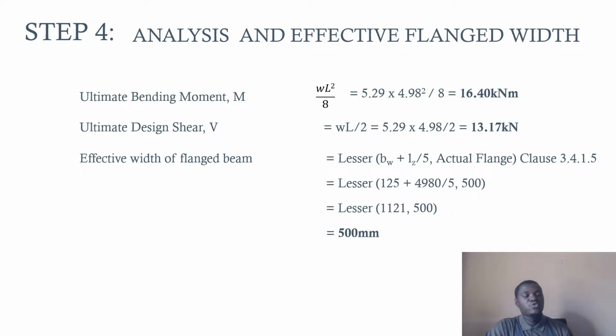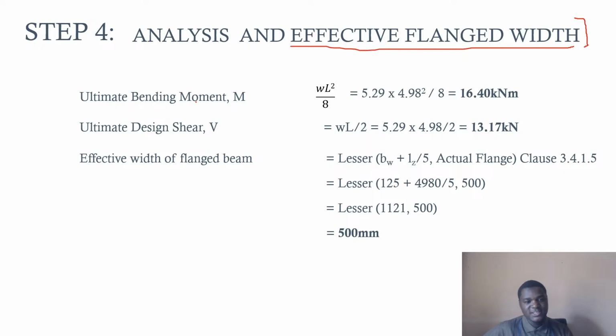Now that we've been able to calculate the effective span, the next thing we have to do is to analyze the rib slab and then to determine the effective flange width. The reason why we need to calculate this effective flange width is because our rib slab is like a T-beam. So we have to design it as if we are designing a flange beam. That is why we need to calculate this.